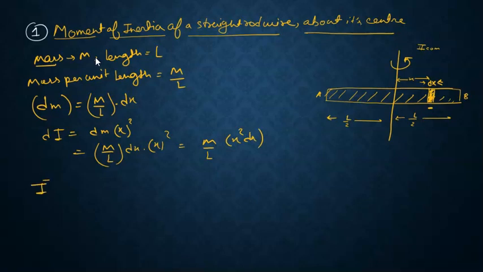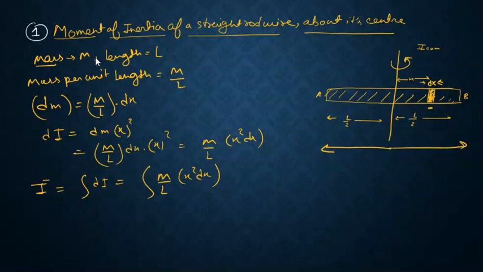Now to find the total moment of inertia, we have to integrate dI, and that is equal to m by L x square dx. Now we have to integrate over the rod from minus L by 2 to plus L by 2. First we will move to minus L by 2, then we have to go to plus L by 2. Proceed further.